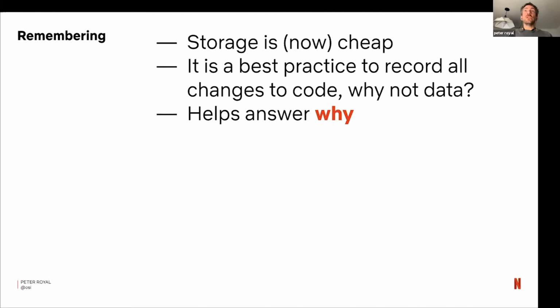Or maybe it's a calculation that the system is doing and users want to know, how did the system arrive at that answer? So being able to remember the information that led up to something helps answer why, which is often a key question.